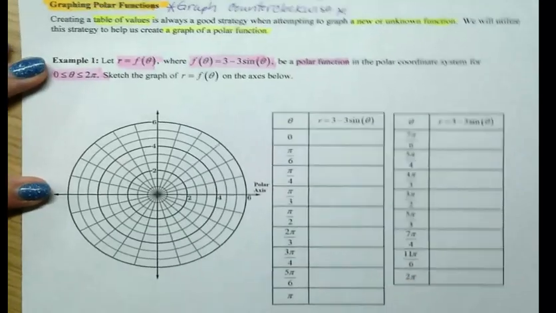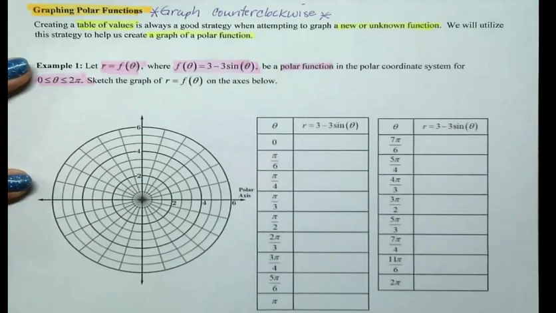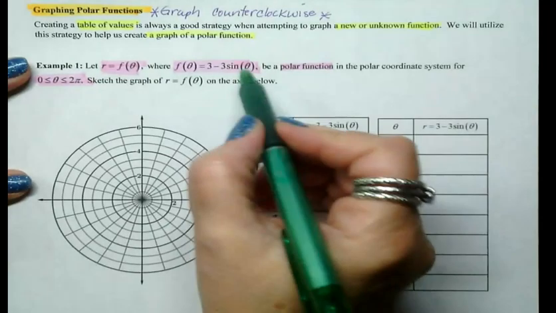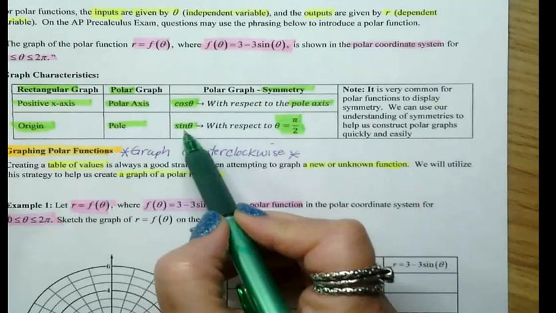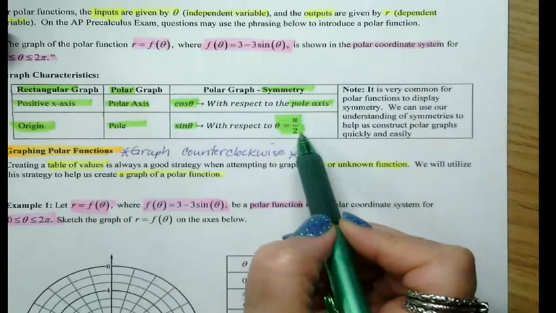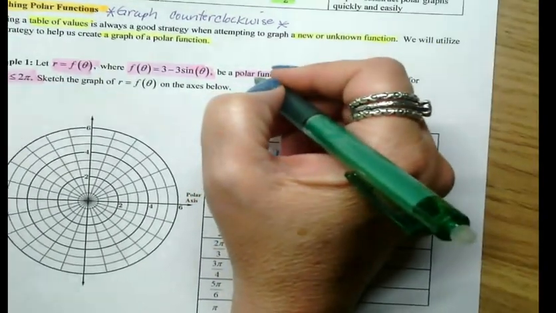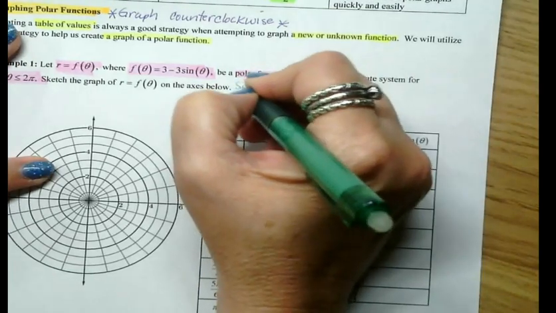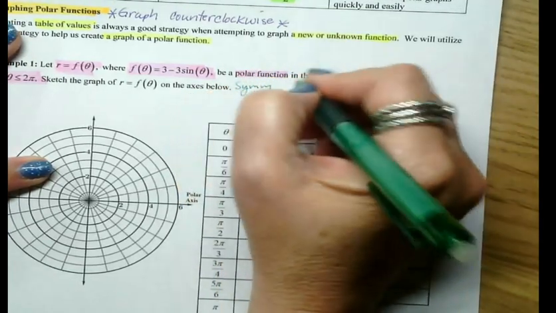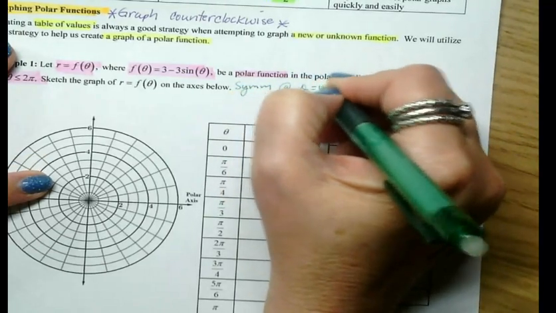So the first thing that I like to make note of is, can I tell if there's any symmetry? If there's some symmetry, then I definitely want to look at that. And so I can see, since I see the word sine right there, remember we said up here, if it was a sine equation, it's going to be with respect to pi over 2. So it's symmetric with respect to pi over 2. So I am going to add that up here in my information about what I know about this graph. So I know it's going to have symmetry at theta equals pi over 2.